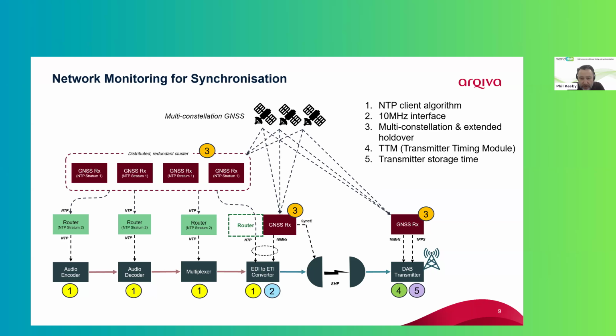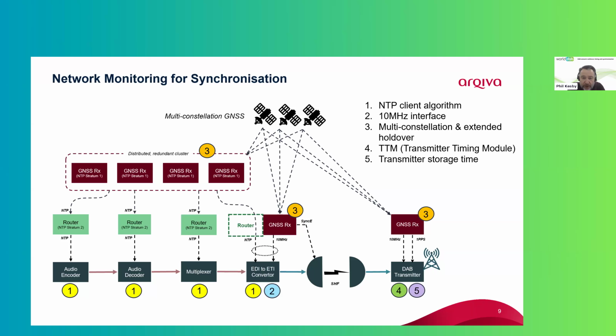Moving along the diagram to where it shows number 2, here this is much more crude. This is just looking at the 10 megahertz reference provided by the co-sited GNSS receivers to the EDI decoders. This is looking for a compliant 10 megahertz electrical interface, and should that fail, then the EDI converter will revert back temporarily to the NTP derived clock.